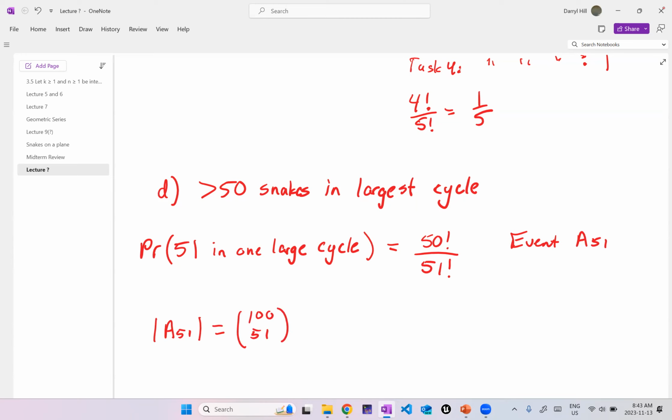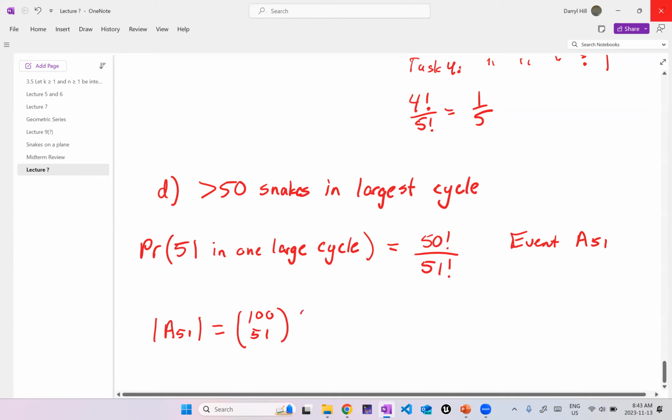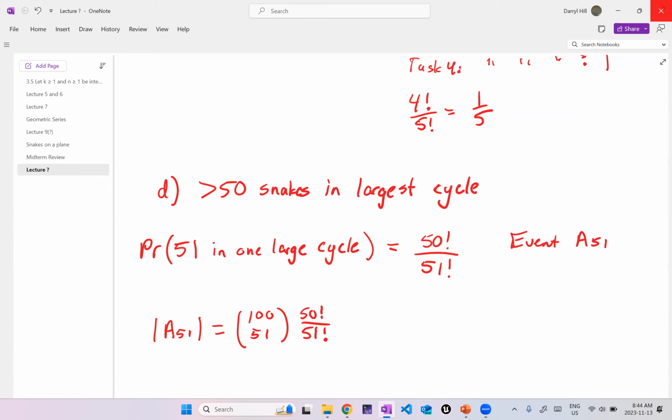Okay. And then the number of ways that those 51 snakes can be in a cycle is 50 factorial over 51 factorial. And then I have 49 snakes left, and I have to arrange those as well, but now I don't care. They can be in 1 large cycle or many individual cycles. So the number of ways for the rest of my snakes to be permuted throughout 49 locations is 49 factorial.